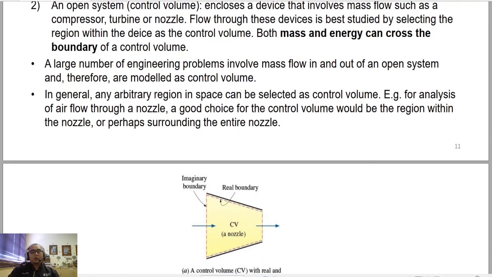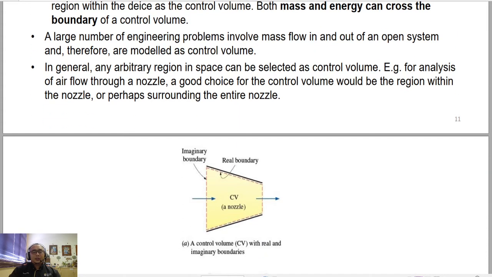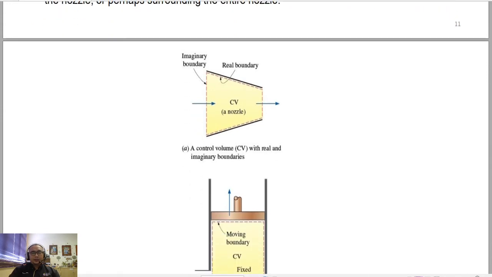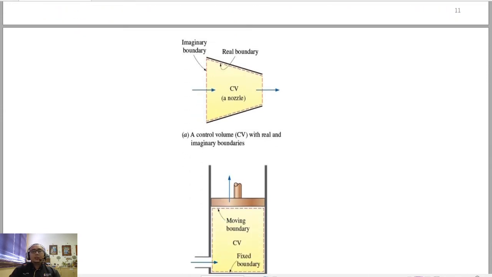Okey, kita tengok contoh open system. Okey, ini adalah salah satu open system. Okey, untuk contoh pertama ni adalah control volume with real and imaginary boundary. So, ini adalah real boundary. Kenapa real boundary? Sebab bahagian tepi ni kita ada the solid boundary. Okay. Tapi yang ini, bahagian yang masuk dengan bahagian yang keluar, ini hanyalah imaginary boundary. So, basically, bahagian ini adalah control volume. Kita control dia punya volume.